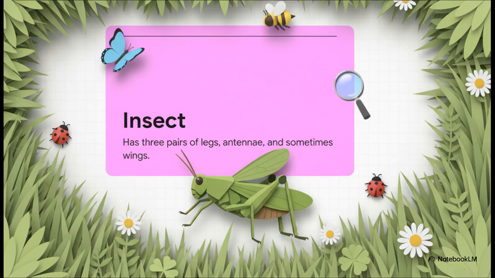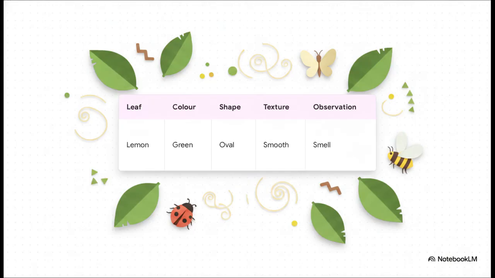To officially be an insect, an animal must have exactly 3 pairs of legs, so 6 legs total, and 1 pair of antennae to sense the world around it. Plus, a lot of them, like our grasshopper friend, have wings. But hey, it's not just the animals that have unique adapted features. Plants are incredibly diverse too.